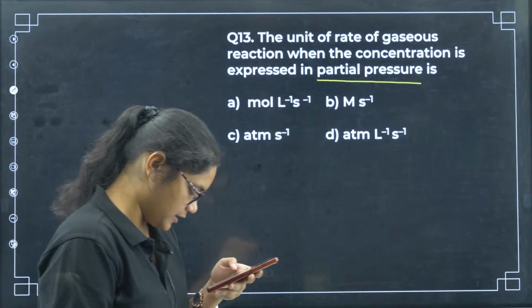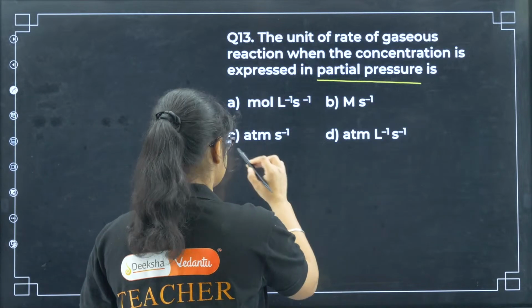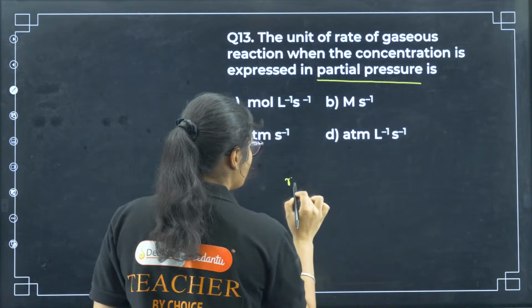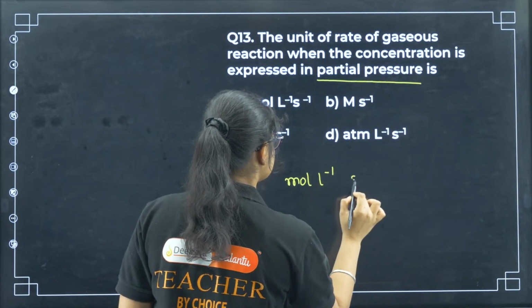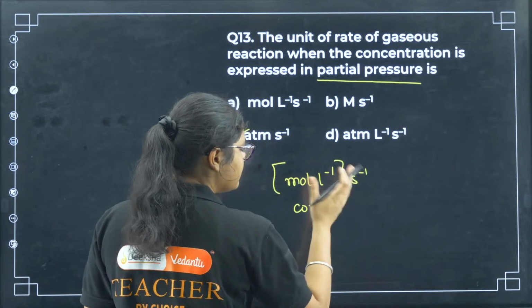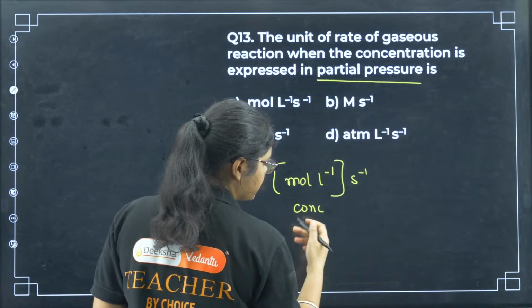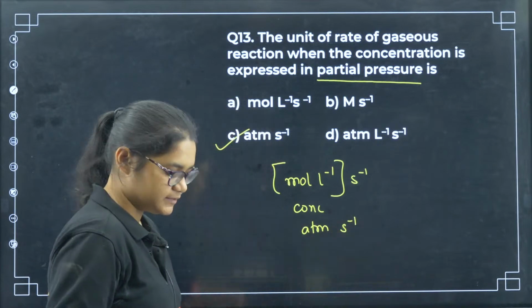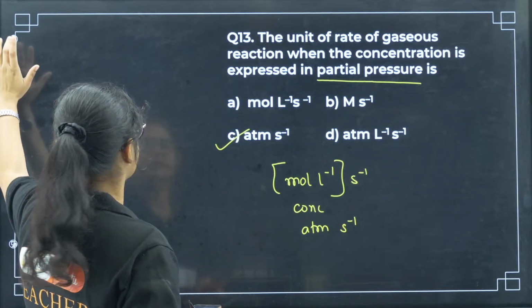13D, no Shagufta. 13C is the correct answer. I knew you might get confused here. See, we have moles, liter inverse, second inverse. This whole term represents concentration. Now if it is gaseous, then it represents pressure, and for pressure we have to use ATM, second inverse. Yes, C is the correct answer.